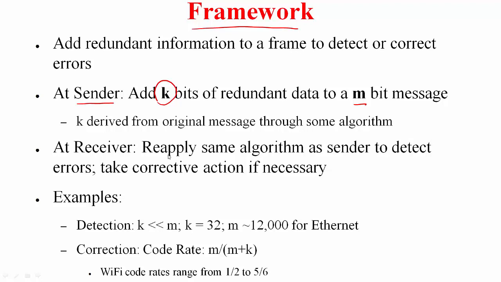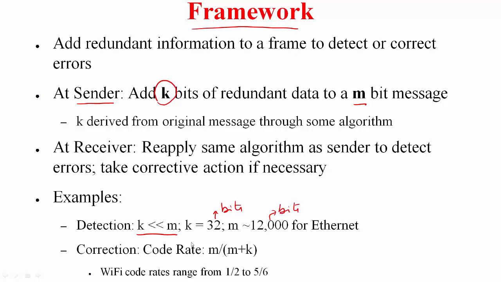At the receiver, you reapply the same algorithm on the m message bits to recalculate k and do a comparison to figure out whether the frame is in error or not, and then take a corrective action. So in detection, for example, which Ethernet does, this k is much smaller than m. So for example, Ethernet uses 32 bits for a message of roughly 12,000 bits.